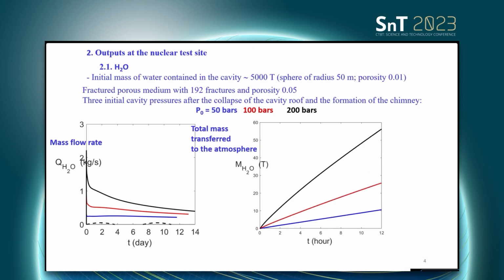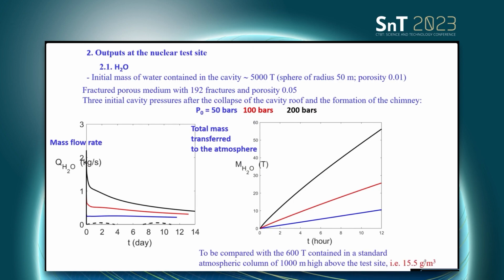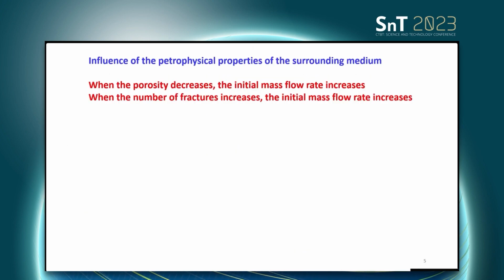But you may be more interested in what happens at the beginning. So in the first 12 hours, you have this total mass, which is transferred now, and this has to be compared with, as an order of magnitude, a column of about 1,000 meters high above the test site, which is 200 by 200 meters. You have about 600 tons of water. So is that detectable by satellite imaging? This is a question.